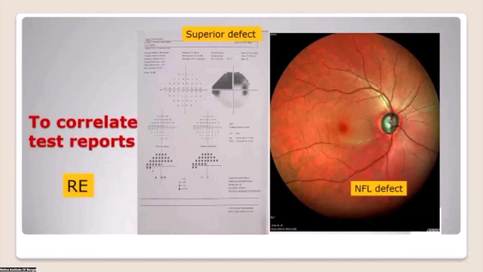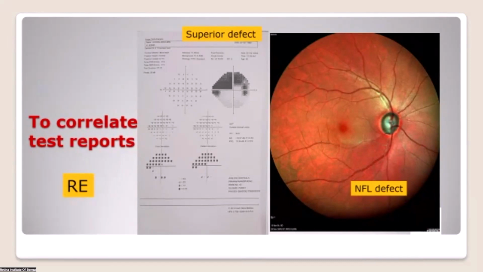One of the most important things in glaucoma is to correlate the test report. So when we find a defect like this, we must ensure that it is in coordination with the visual field report. Here you can see the inferior nerve fiber layer defect in the inferior arcade is tallying with the superior defect in the visual field, which is what we expect. So the correlation is perfect.